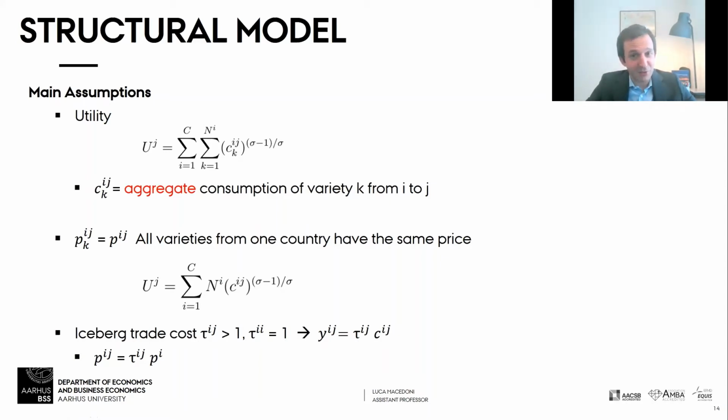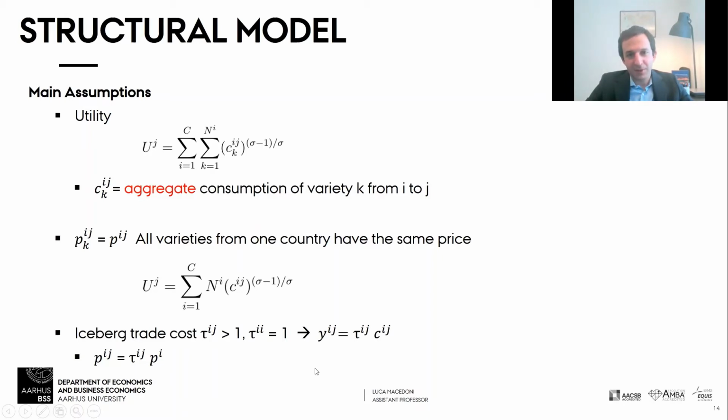As in the Melitz model, we're going to have iceberg trade cost, tau_ij. And so there's an iceberg trade cost of exporting from I to J greater than 1. If you do not export, if you sell from I to I, the trade cost, the tau, equals 1. So there's no trade cost. And as we said, basically what it means is that if you want to consume C_ij units of a good, you have to produce Y_ij units, which is tau times C. Because when you ship Y units, tau minus 1 units will melt away.